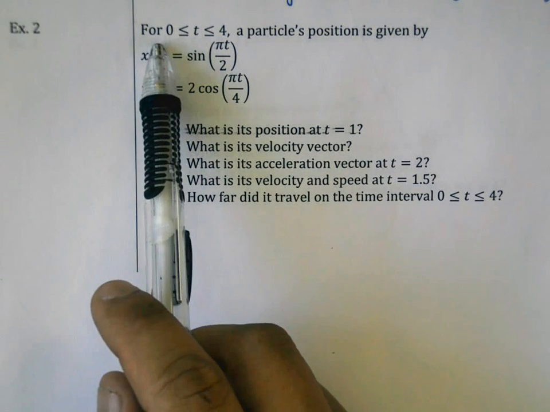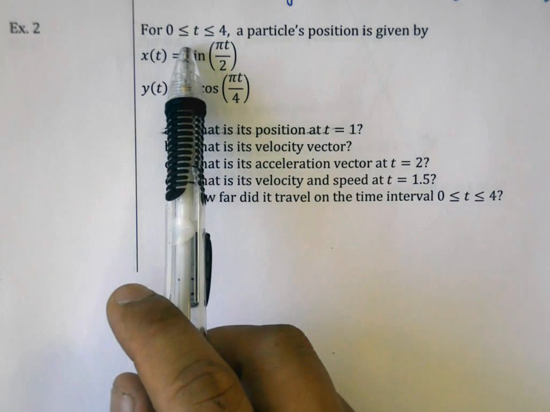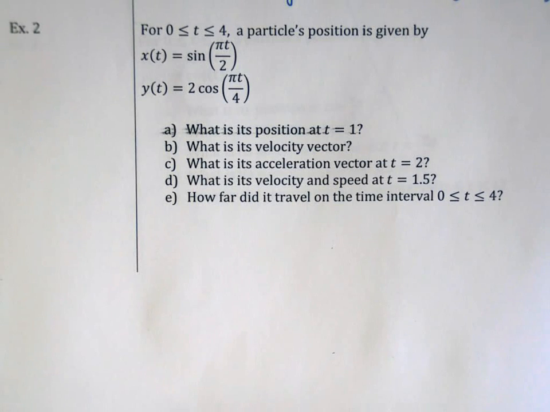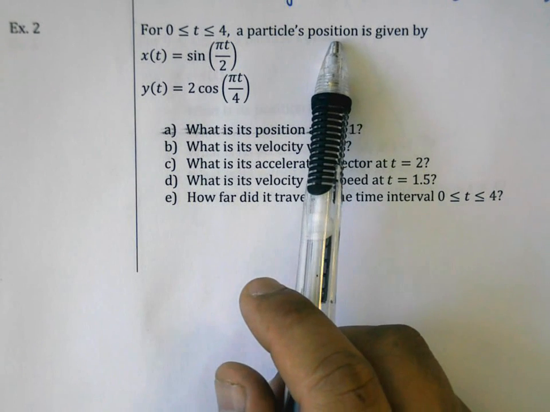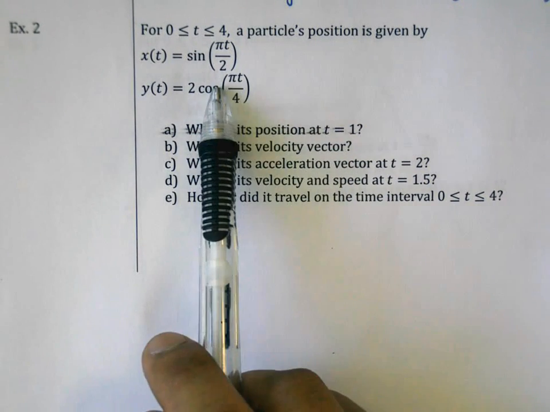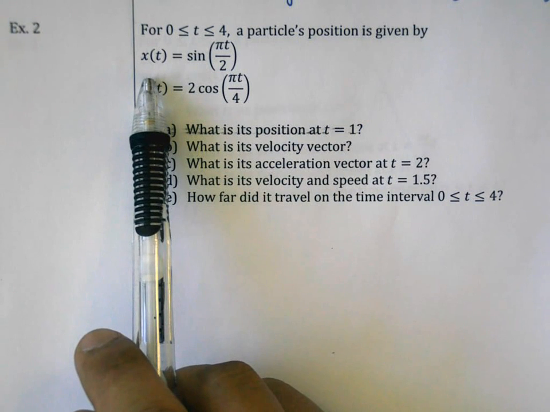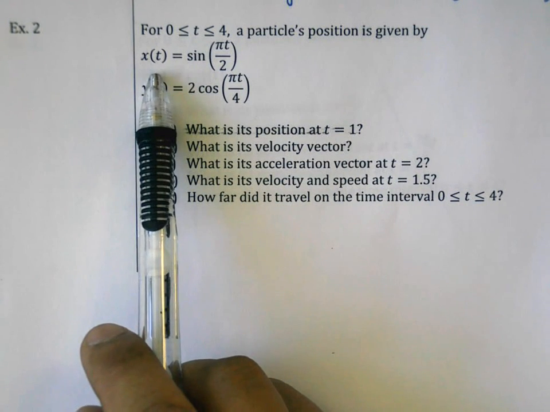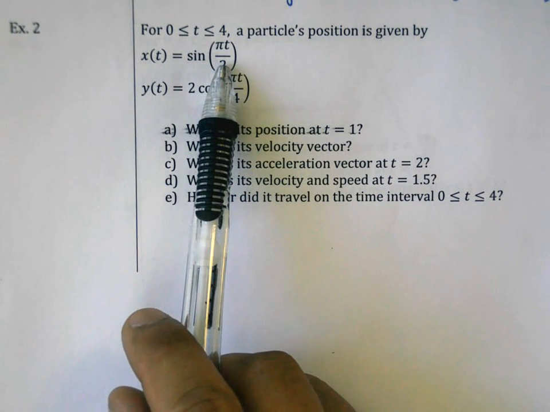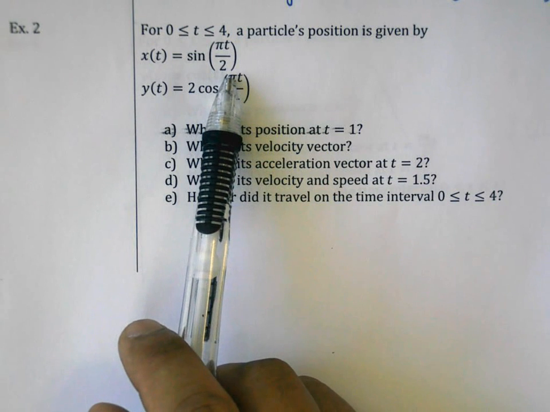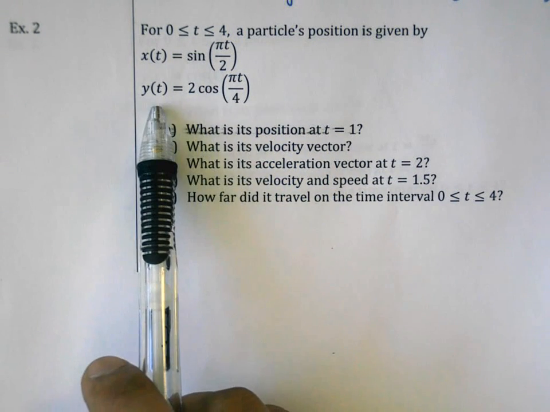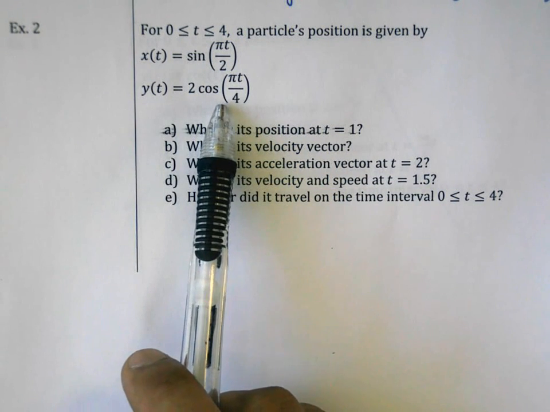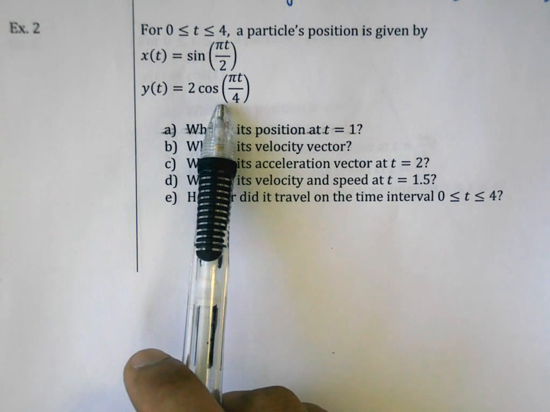So we're given a problem here that for a time interval 0 to 4, a particle's position, this is its position that we're talking about here, is given by this set of parametric equations. The x is changing with respect to time according to sine of pi over 2 t, and the y is changing with respect to time according to this formula.